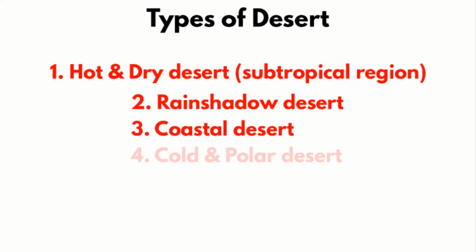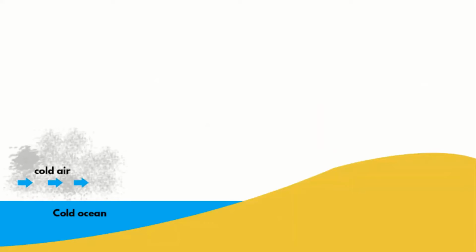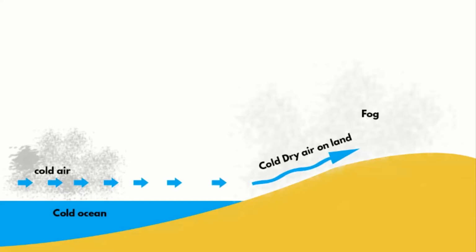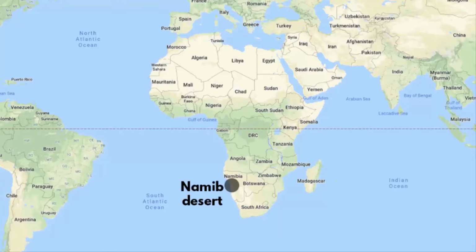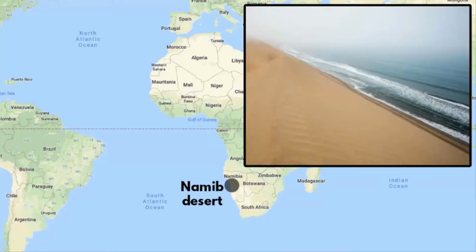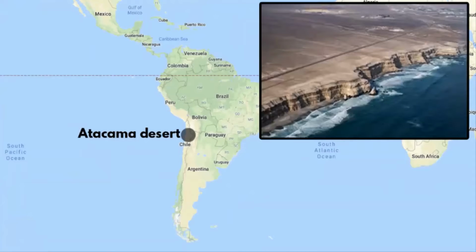The third type of desert is coastal deserts. When cold ocean currents blow towards the shore, these winds are cold because they are in contact with cold water, and they produce a layer of fog, which is a thick cloud of tiny water droplets that are too small to fall as rain. This heavy fog moves onto the land, but the sun's heat makes it disappear during the day. Since there is no rain, the coastal region turns into a desert. Some examples of coastal deserts include the Namib Desert in southwestern Africa and the Atacama Desert in Chile.